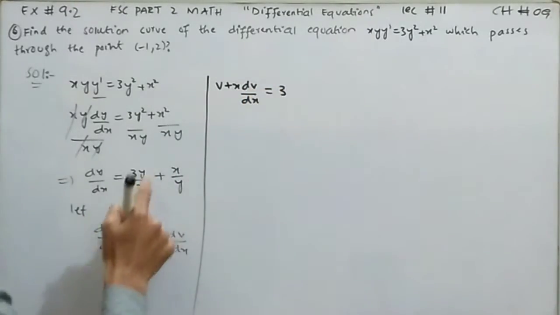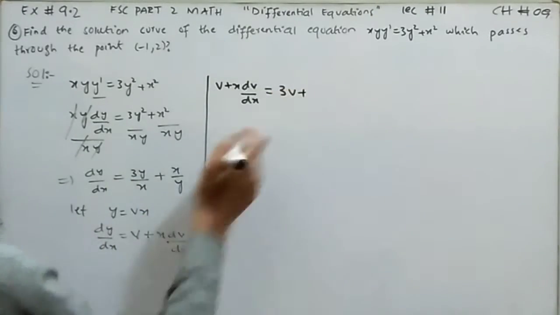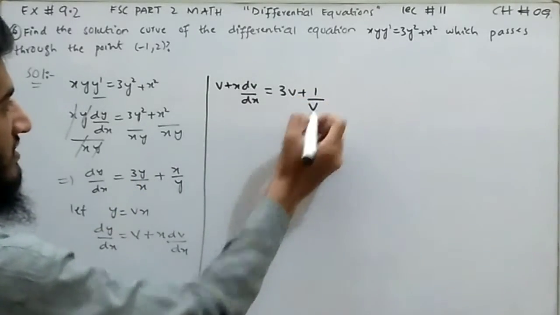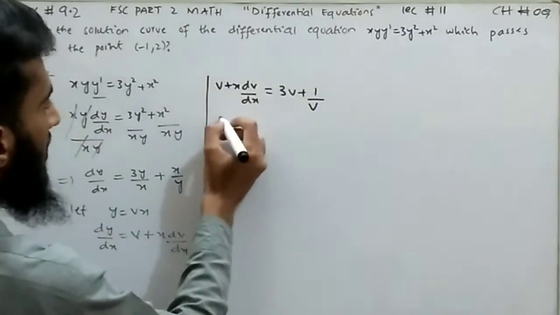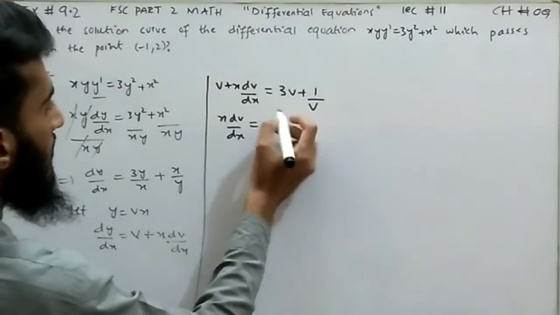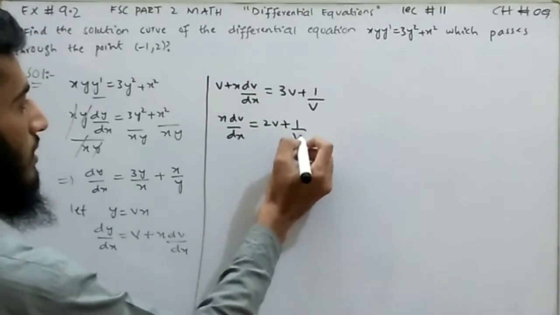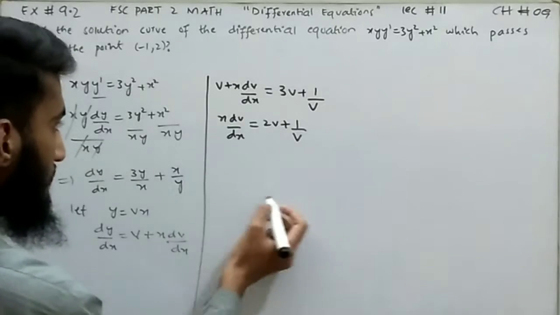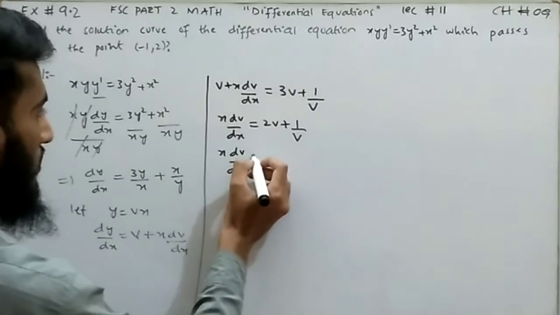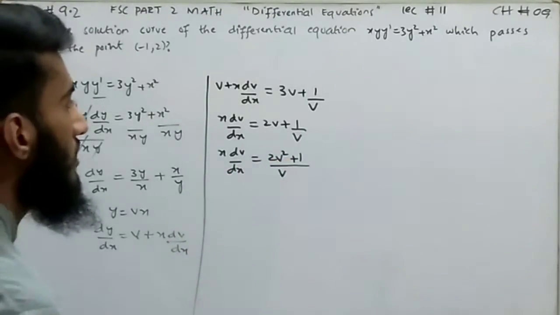So 3y/x, from over here y/x is v, so putting y/x = v, it becomes 3v, plus x/y is the reciprocal of y/x, so it will be 1/v. So after this it becomes x dv/dx; shifting this v to the right hand side it becomes negative v, so 3v minus v will be 2v, plus 1/v. Now after this, taking LCM v, x dv/dx will be (2v² + 1)/v.